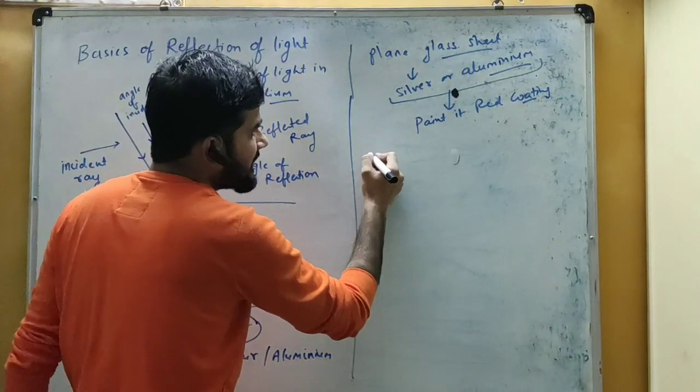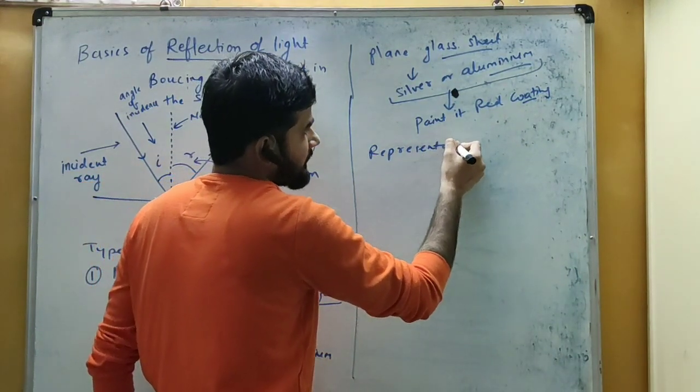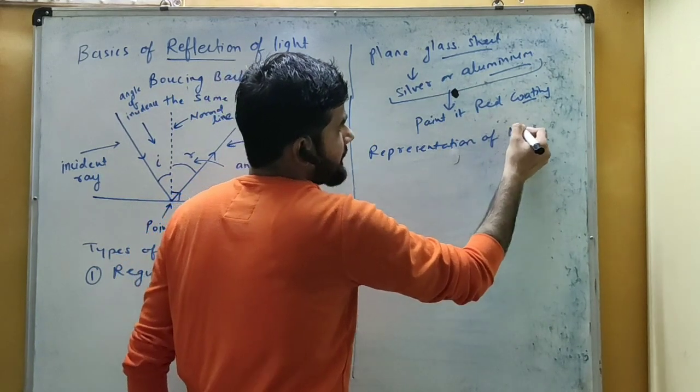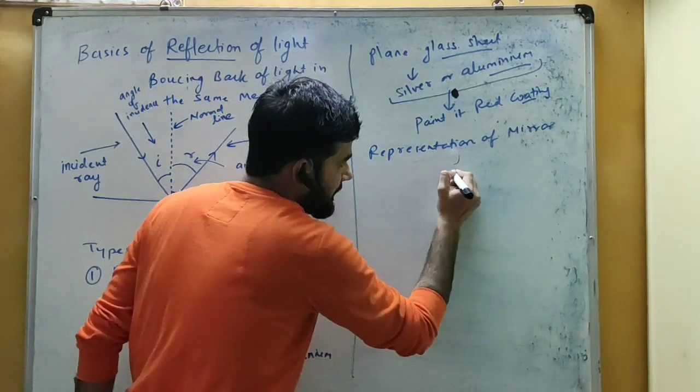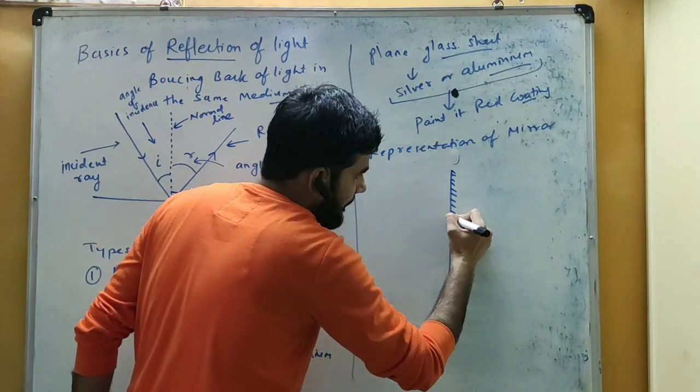Now how is a mirror represented? Representation of a mirror is simply a straight line. We have slant lines here.